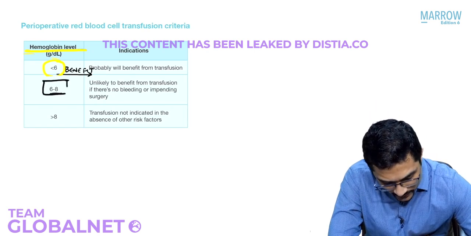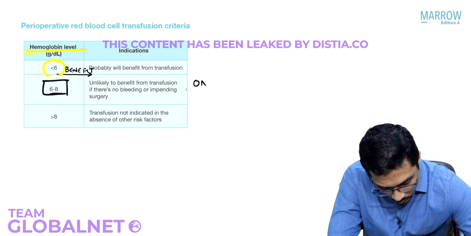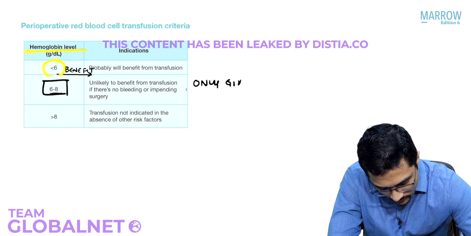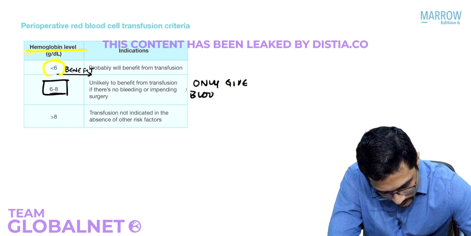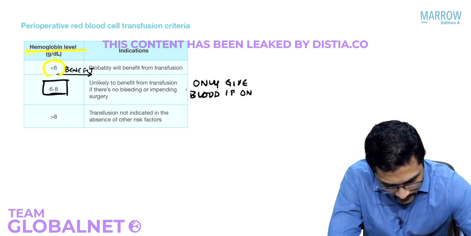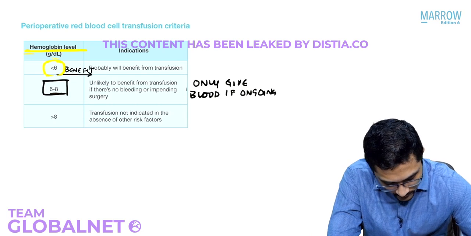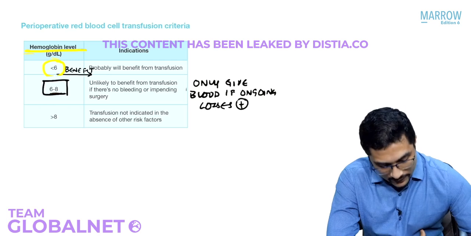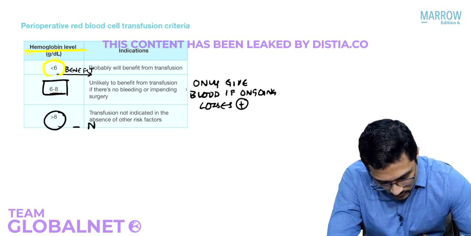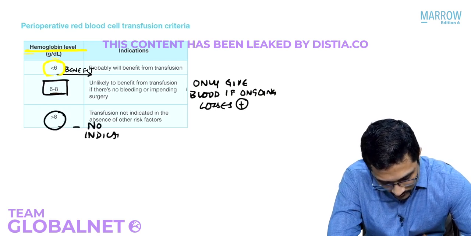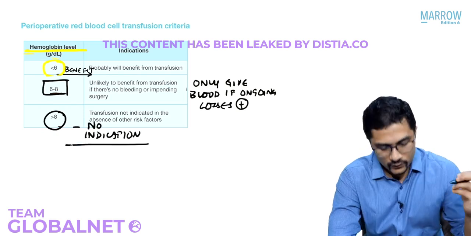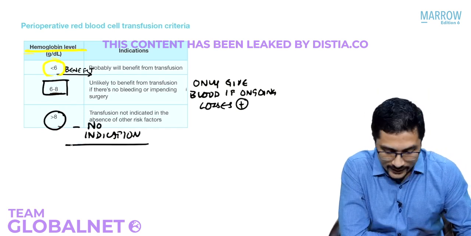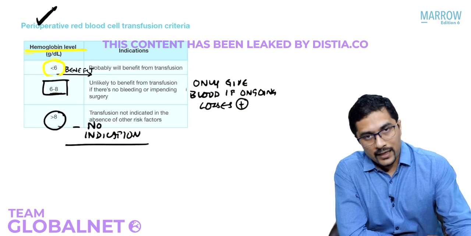If the hemoglobin is 6 to 8, we only give blood if ongoing losses are present. And more than 8, there is no indication of giving blood transfusion if the hemoglobin is more than 8. So please remember these parameters.